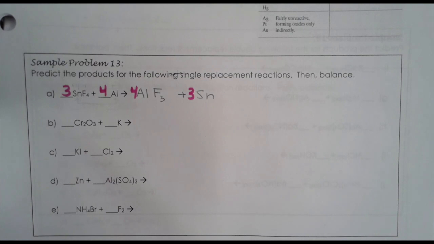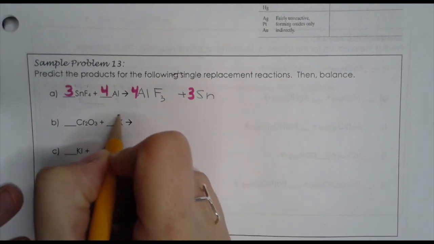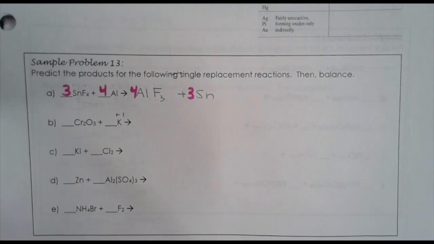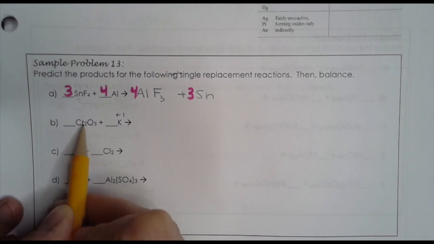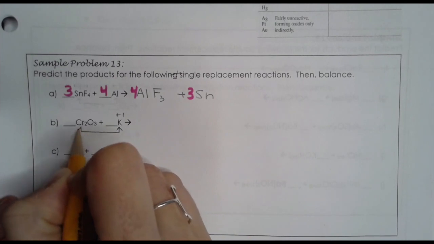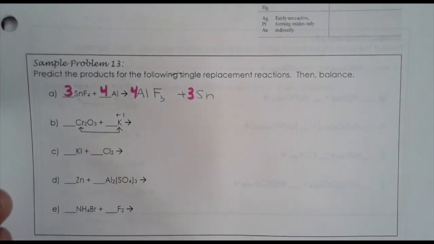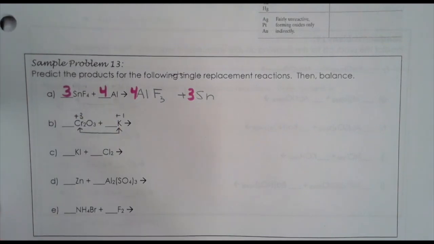Let's try B. So, checking from the top here, identify the single element and the charge it will form. So, potassium is the single element here, and that will have a charge of +1. And we have to identify which one of these two elements it will want to replace. Again, positive replaces positive. So potassium is going to want to replace chromium, because chromium in this compound also has a positive charge, and more specifically, it's +3. Oxygen has my -2.